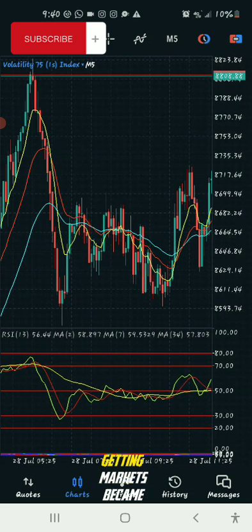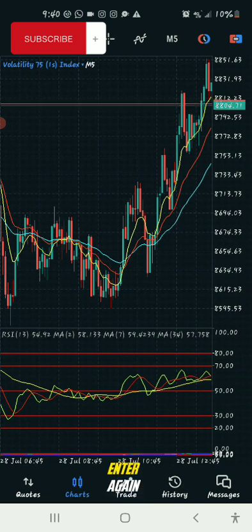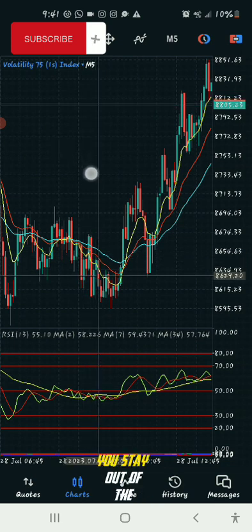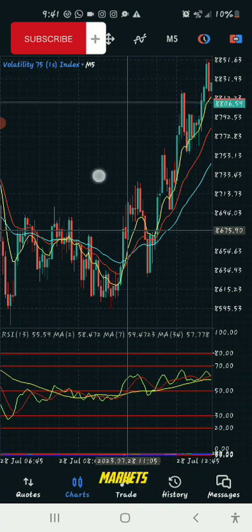As you can see right here again, the market became choppy. You stay out of the market until it breaks out. That's when you'll be able to enter again. As it was here, it was choppy, so you stay out of the market. Choppy means a ranging market.